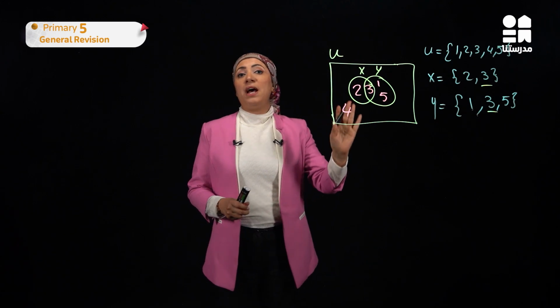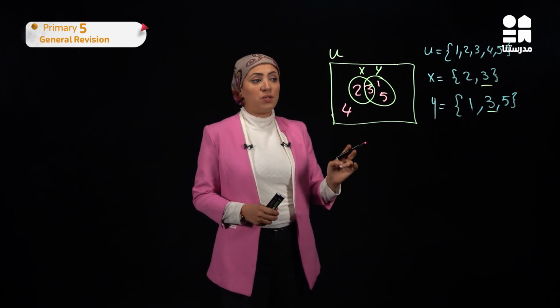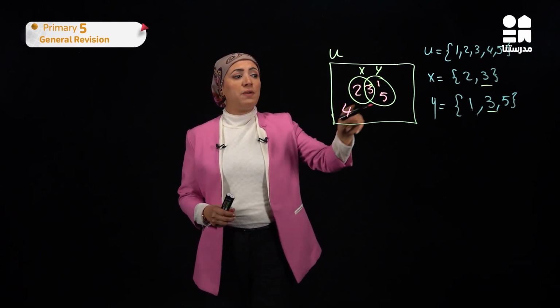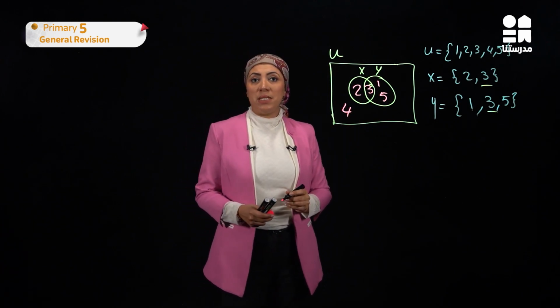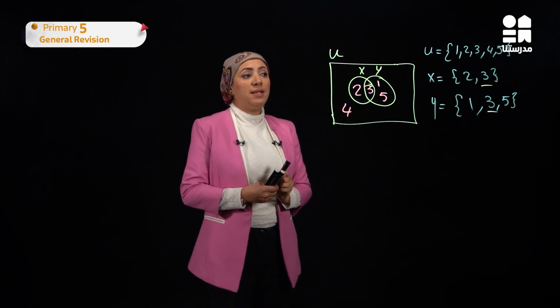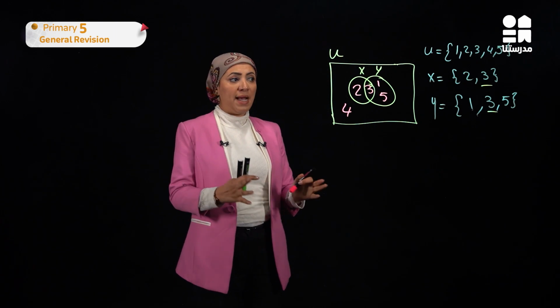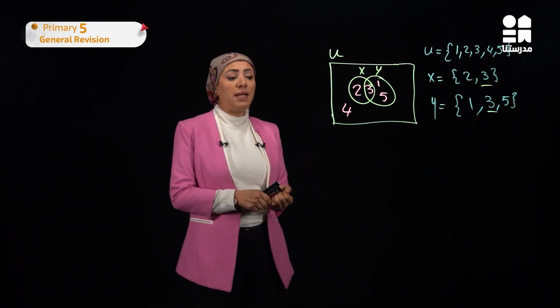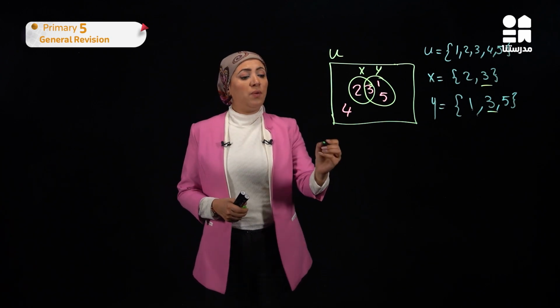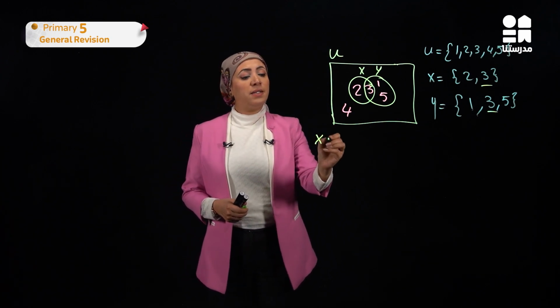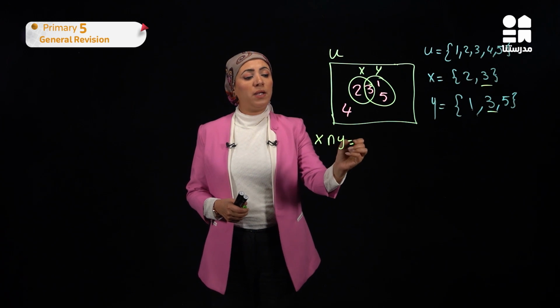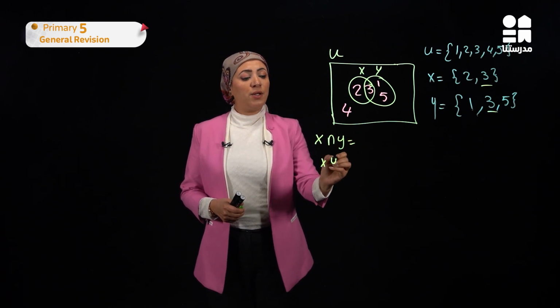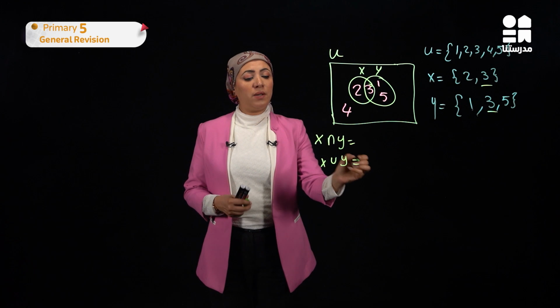So now we have put all the elements that we have in this question, which are 1, 2, 3, 4, and 5, each element in its place. Okay, that's it for the Venn diagram. We have drawn it now. Then we will move to answering our questions. We have X intersects Y equals, and X union Y equals.